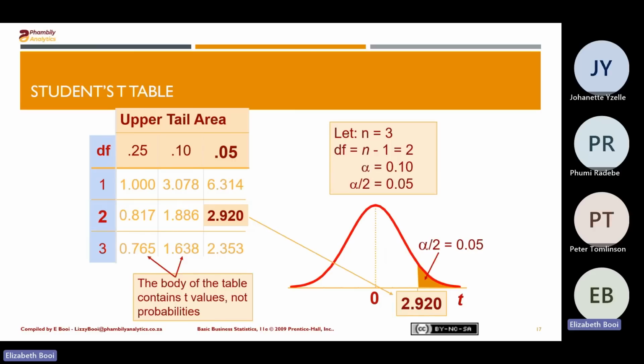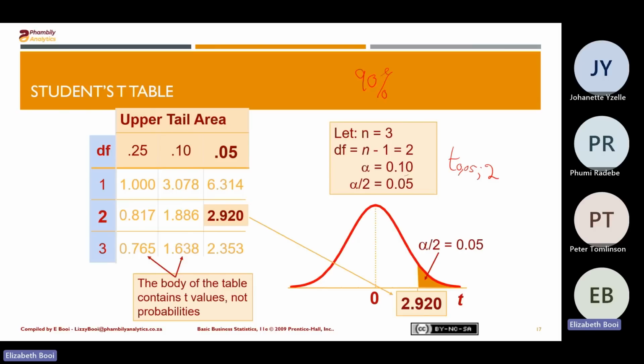Your alpha, in this instance, we're using an alpha of 0,10. So it means we have a 90% confidence interval. And we divide that alpha by 2, we get the value of 0,05. So now we have our t of 0,05 and the degrees of freedom of 2.